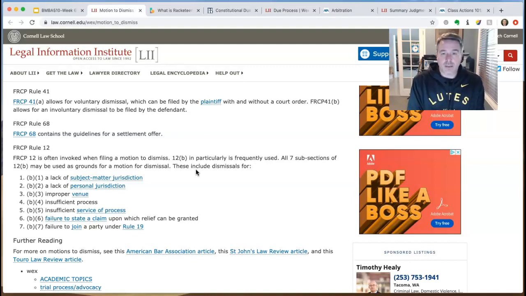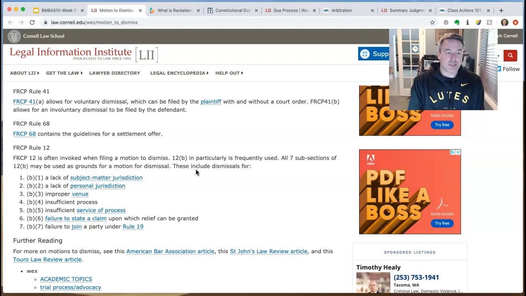6 is the one where you see the most activity in a motion to dismiss, and this is where the defendant says, look, the plaintiff didn't state a claim that the court can grant. There's no claim that the court can grant where they could win. And so they ask the court to dismiss it before it proceeds.